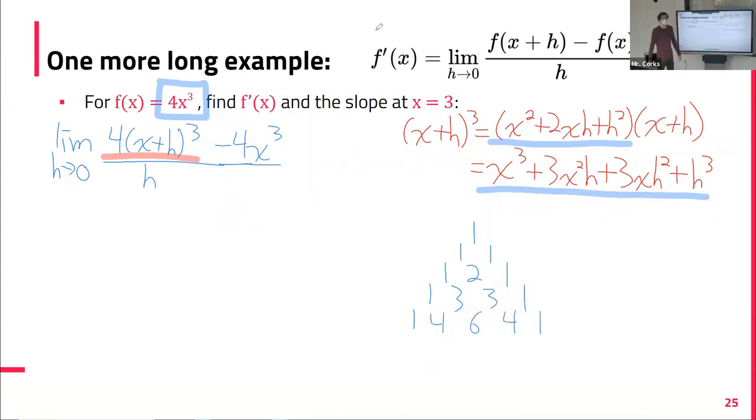Tell me the next line. Okay. And what is the pattern here? How do we create each new one?